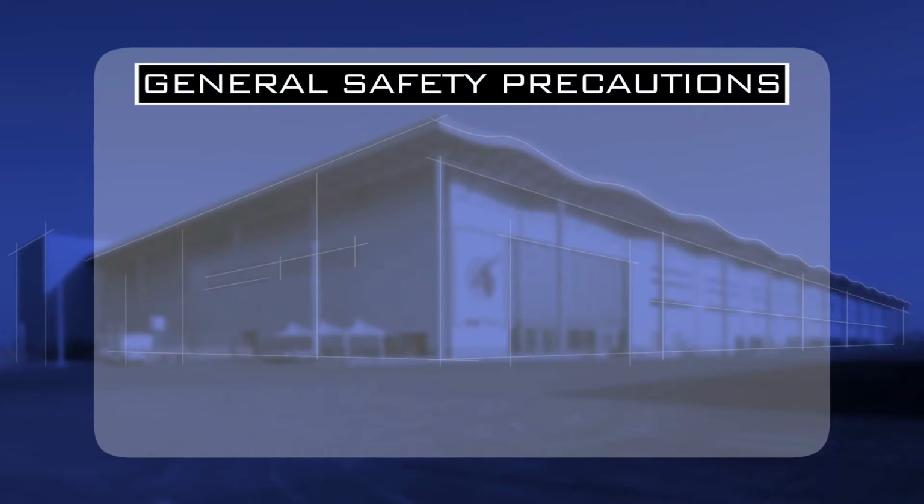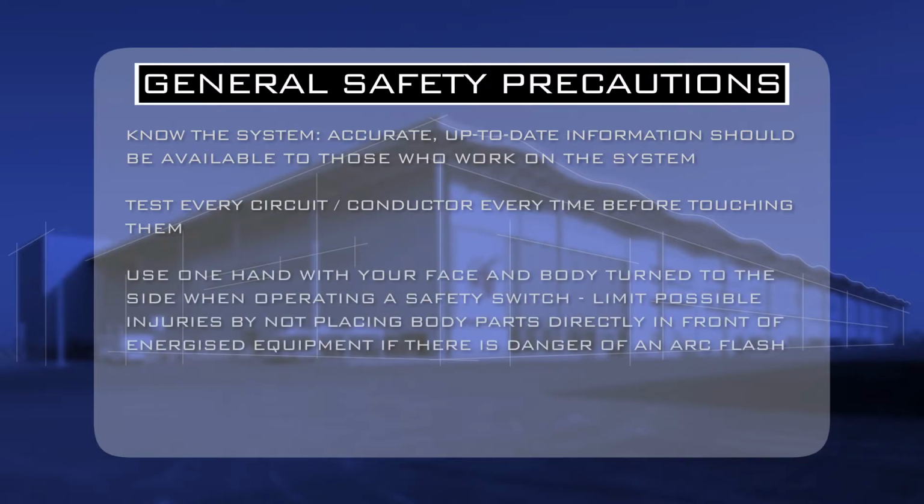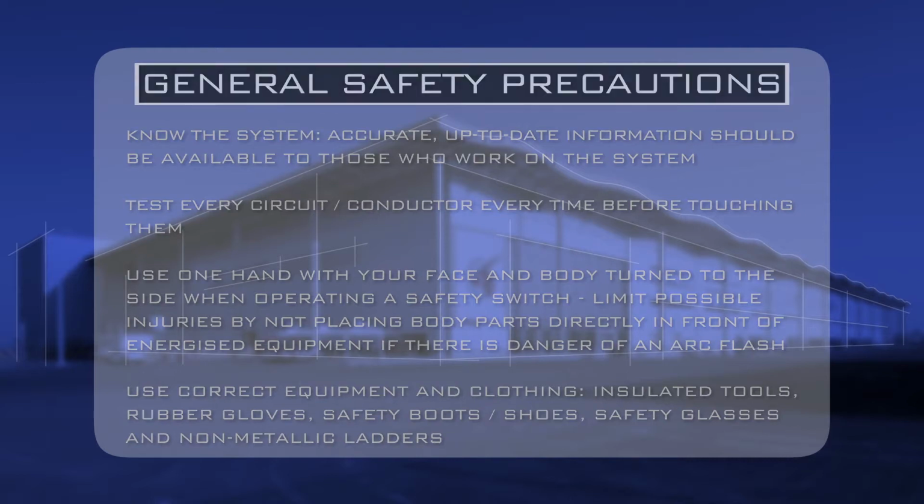There are a number of safety precautions to adhere to when working on the system. Know the system. Accurate, up-to-date information should be available to those who work on it. Test every circuit and conductor before working on them. Use one hand with your body turned to the side when operating a safety switch. Limit possible injuries by not placing body parts directly in front of energized equipment if there's danger of an arc flash. Use the correct equipment and clothing. Insulated tools, rubber gloves, safety boots or shoes, safety glasses, and non-metallic ladders.